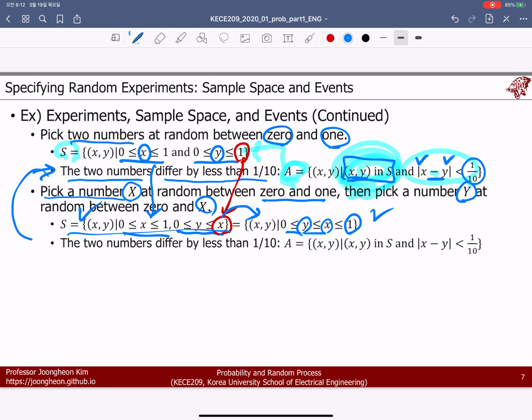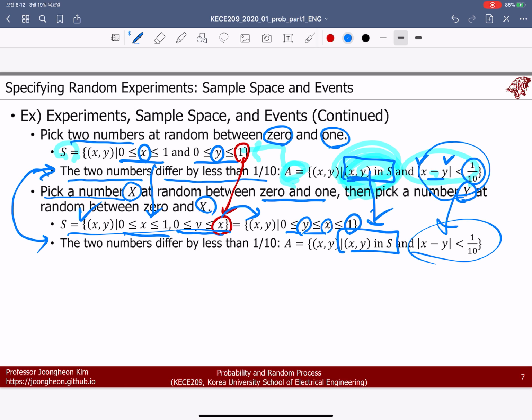So now we have defined our sample space, and now we have to define our interest. Our interest is the same as the first one. Our interest is the case where the two numbers differ by less than 1 over 10. It means that we have to write this down again, and then we write down our condition again, and that's it. This is very easy and straightforward.